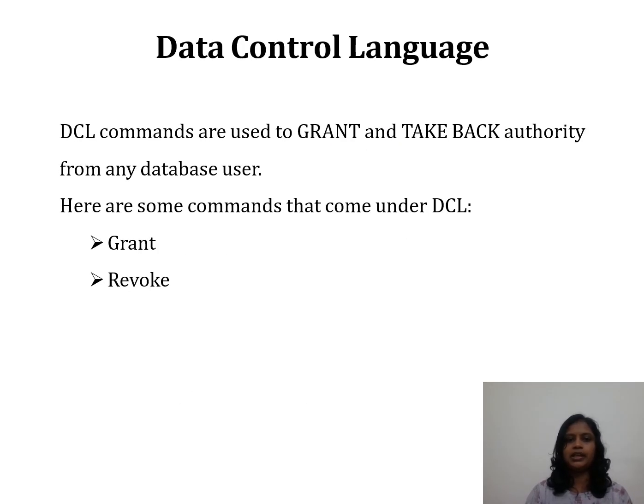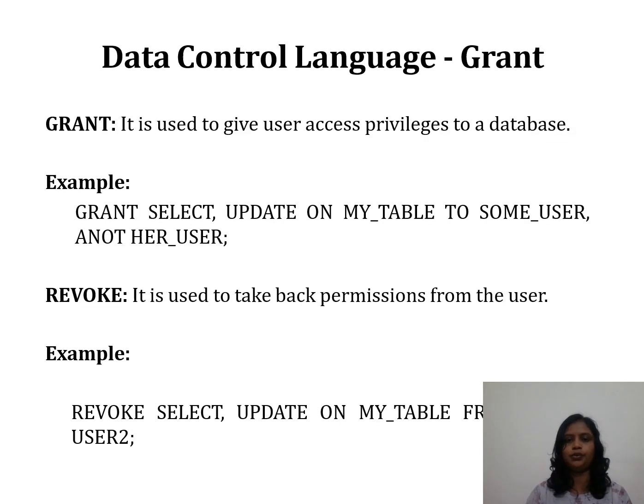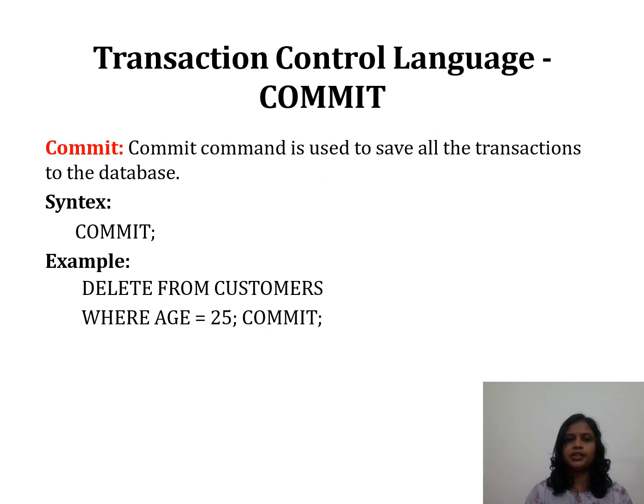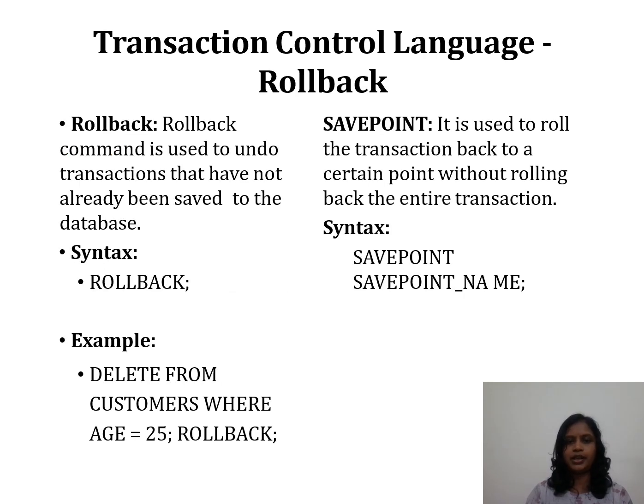The next one is the data control language. If you want to grant some control, you can give grant, and if you want to take it back, you can use revoke. So grant and revoke come under the data control language. Then transaction control language: commit, rollback and savepoint. Commit is used in transaction control language. Rollback: if you want to get it back, you can use the rollback command. Rollback is a command which is used to retrieve. You can use savepoint also.